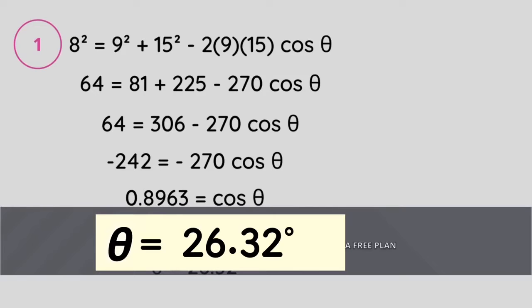This is the solution. 8 squared equals to 9 squared plus 15 squared minus 2 times 9 times 15 cos theta. And you will get the answer, which is theta is equal to 26.32.